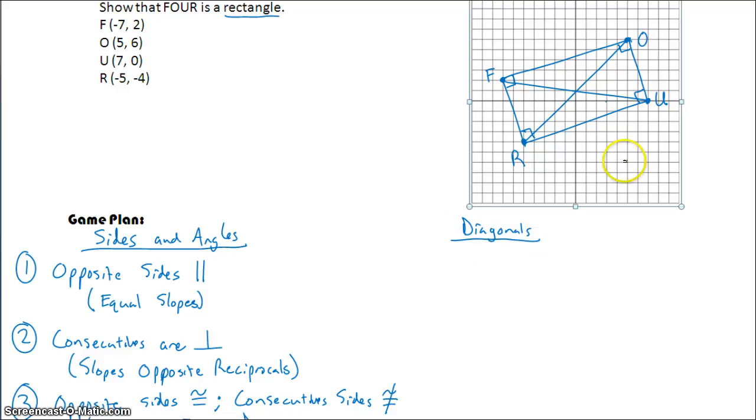Now, the diagonals in a rectangle do something specific. The first thing that happens is the diagonals bisect each other. If the diagonals bisect each other, that means that their point of intersection is the midpoint of both diagonals. So what I really need to do is make sure that my midpoints of each diagonal are the same.